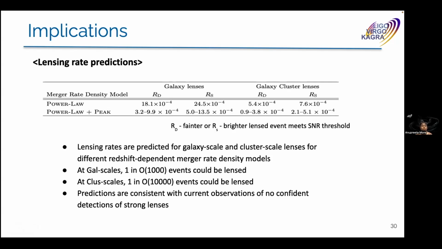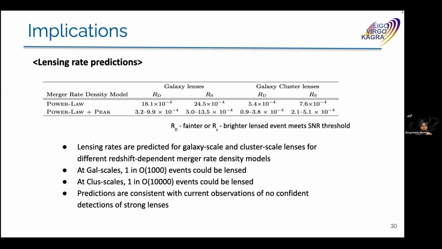Now, since the choice of the redshift-dependent merger rate density model is an important ingredient in this calculation, we compute these rates for two types of models, which are currently preferred in the collaboration, and it's shown by the two rows in the table. Lastly, we apply a threshold on the network SNR to ensure that the lensed events are detectable. So the column RD means both the brighter and the fainter lensed events meet the SNR threshold, and the column RS means that just the brighter event meets the SNR threshold.